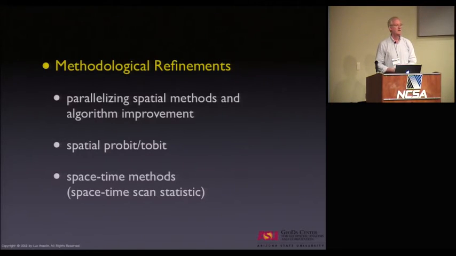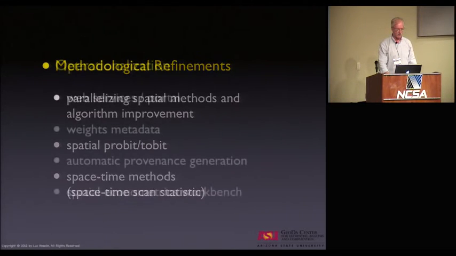Three major tasks: methodological refinements, obviously algorithm improvement. Specifically, we're focusing on something which may seem very esoteric to you, spatial probit or tobit, but it has to do with limited dependent variables, 0-1s, which is very common in applied empirical work in the social sciences, but it doesn't scale on the desktop. And this is where high-performance computing is key. You can't do it without it. The same goes for space-time local methods, such as a space-time scan statistic: they don't scale well on a desktop, and you need to move to high-performance computing.